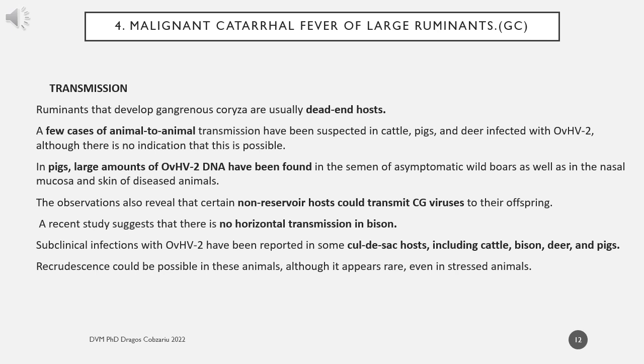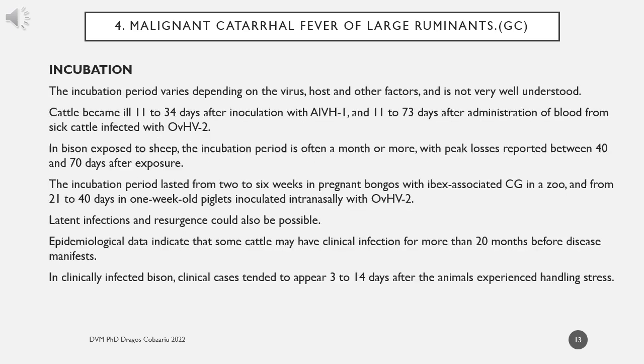Subclinical infections with HV2 have been reported in some dead-end hosts, including cattle, bison, deer, and pigs. Recrudescence could be possible in these animals, although it appears rare, even in stressed animals. Incubation. The incubation period varies depending on the virus, host and other factors, and is not very well understood. Cattle became ill 11 to 34 days after inoculation with ALHV1 and 11 to 73 days after administration of blood from sick cattle infected with HV2.